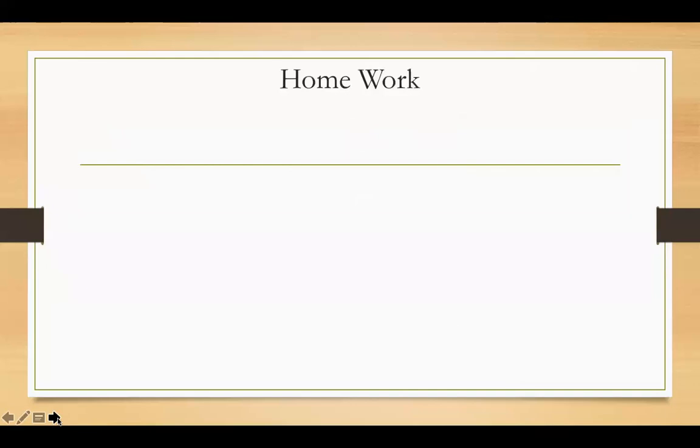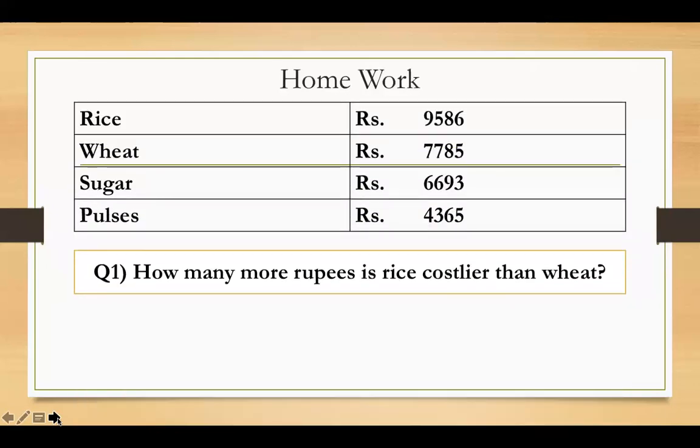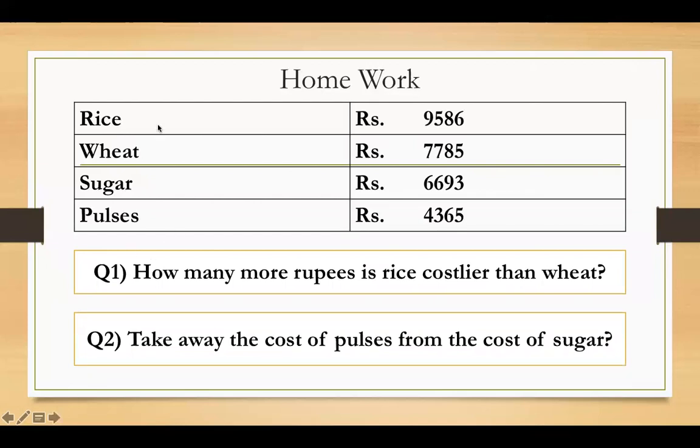And now this is your homework. So there is the cost of rice, wheat, sugar, pulses. Question number 1 is, how many more rupees is rice costlier than wheat? So first is rice. This is the cost of rice. This is the cost of wheat. So in these both items, how many more rupees rice is costlier, that you have to find out.